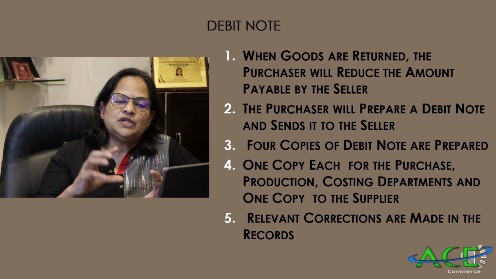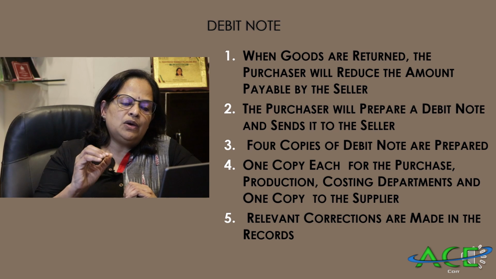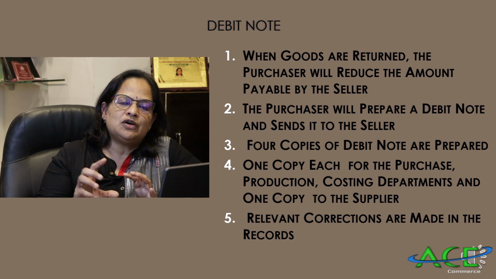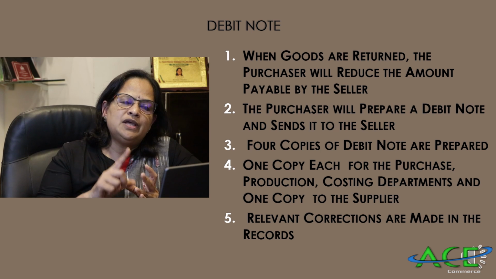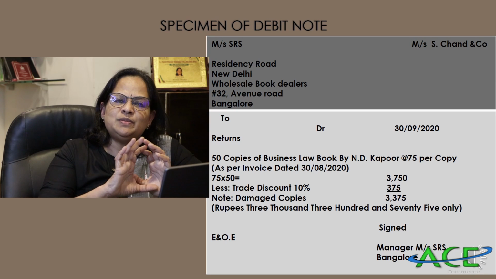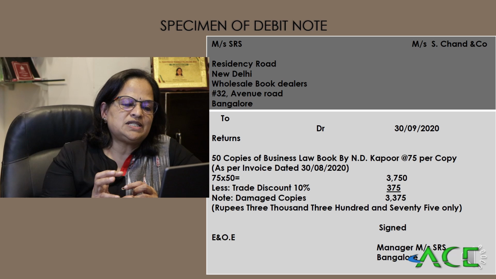So 4 copies, so everywhere it's recorded. So the transaction will have proof. Now relevant corrections are made in the record. So purchase returns will be adjusted accordingly. Purchase department, supplier, costing and production, it will be recorded. Now specimen of the debit note I have given. How a debit note is prepared, I have given one slide for that.